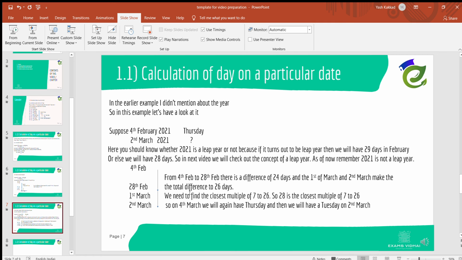So on 3rd of March the difference would be 27, and on 4th of March the difference would become 28. And as we have a difference of 28 days between 4th of March and 4th of February, there would again be a Thursday on 4th of March. So we have figured out that 4th of March would be Thursday. Then we can easily calculate that 3rd of March would be Wednesday, then 2nd of March would be Tuesday. So there would be a Tuesday on 2nd of March.